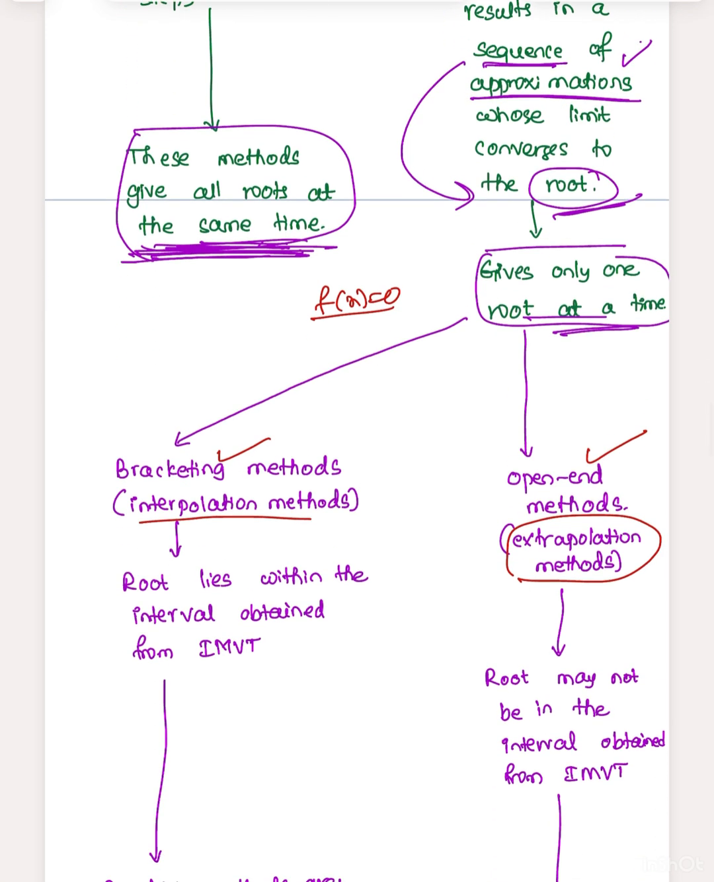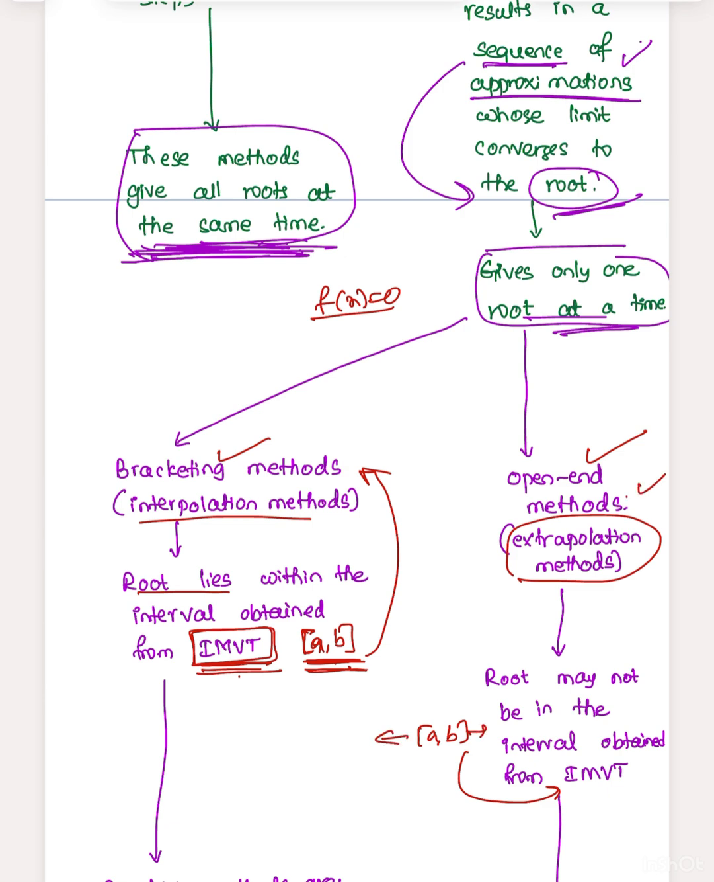So what are bracketing methods then? Bracketing methods are those methods in which the root lies within the interval which is obtained from the intermediate value theorem. So there is one theorem called the intermediate value theorem, from which we get an interval, which may be AB. So here the root lies between the interval. Those are called bracketing methods. This means the interval is bracketing the root, therefore they are called bracketing methods. Here we have an interval obtained from the intermediate value theorem, whereas open methods are those methods where the root may be outside the interval.